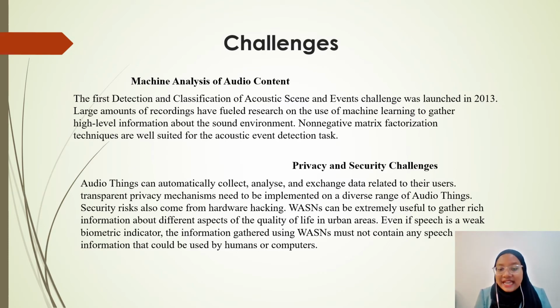Second, the privacy and security challenge. Audio things can automatically collect, analyze, and exchange data related to their users. Transparent privacy mechanisms need to be implemented on a diverse range of audio things. Security risks also come from hardware hacking. WASNs can be extremely useful to gather rich information about different aspects of the quality of life in urban areas. Even if speech is a weak biometric indicator, the information gathered using WASNs must not contain any speech information that could be used by humans or computers.